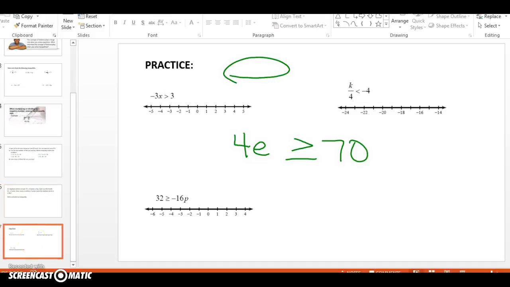All right, last slide. I want you guys to work through these 3 on there, and then we're going to go through and check them. I went ahead and put the graph because I want you to graph them also.